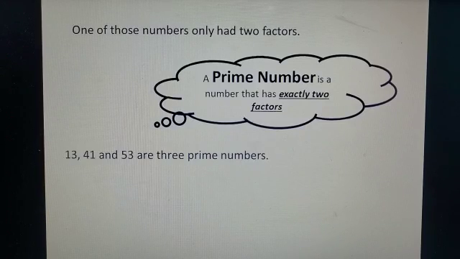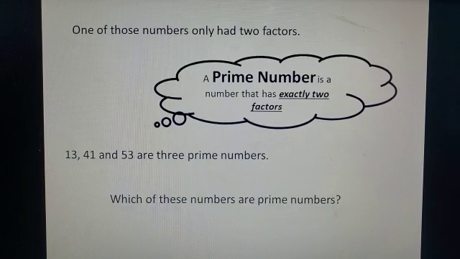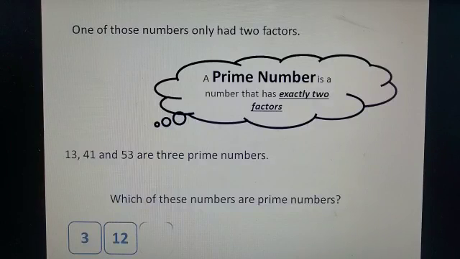Here are 3 numbers just as some examples. Out of this list of numbers, which numbers are prime numbers? Which numbers only have 2 factors, itself and 1?